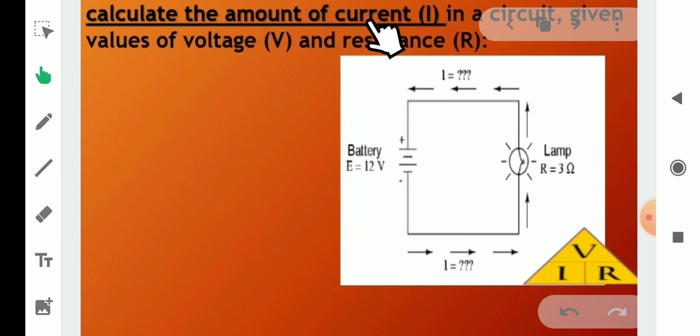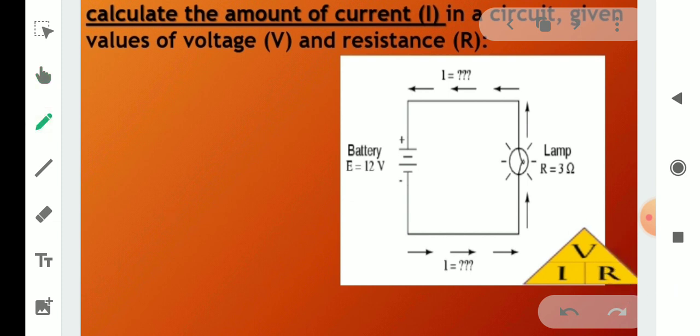Calculate the amount of current I in a circuit given values of voltage V and resistance R. You can see the electric circuit here where the battery voltage is 12 volt and resistance is given as 3 ohm. What we have to find? We have to find the current I. You can see the magic triangle here. What we want? Electric current I. If you eliminate I, what is remaining? V by R. So let us solve now.